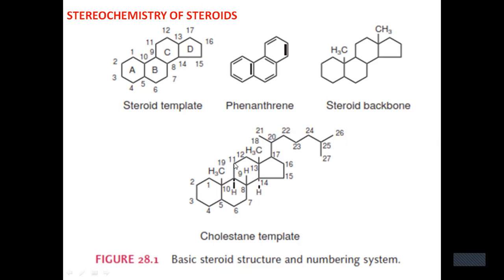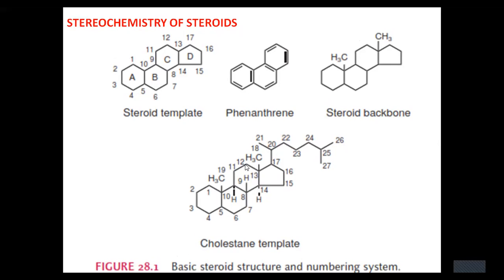Then it starts with 11, 12, 13, 14 from C ring, 15, 16, 17 from D ring, 18 is angular methyl, 19 is angular methyl. So in short, I can say A and B are trans-fused, C and D are again trans-fused, B and C are cis-fused.